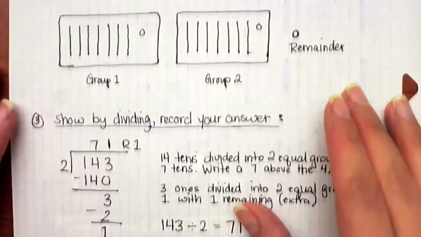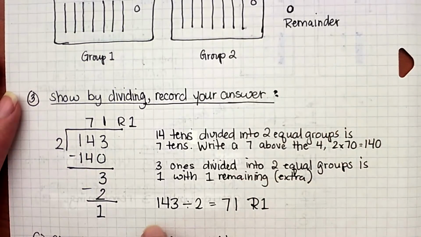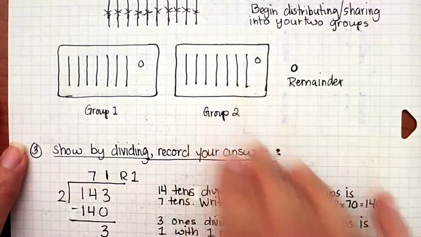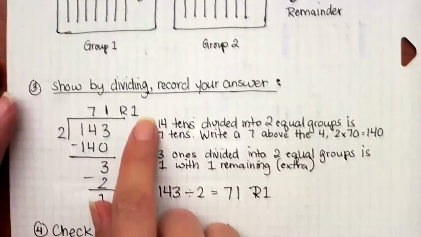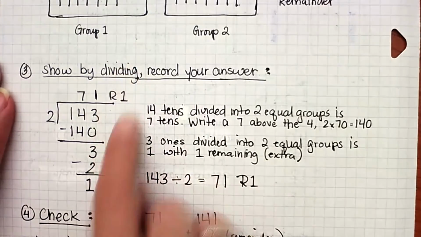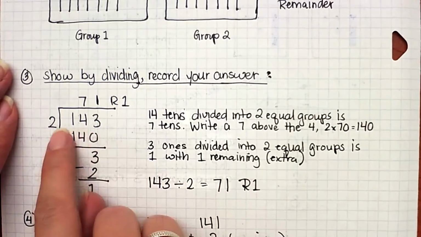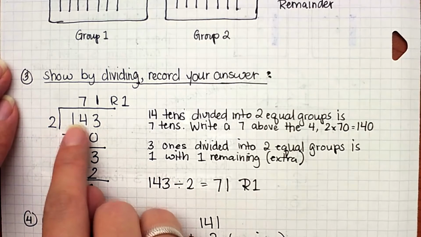Now we're going to show by dividing and recording our answer. So we did our work up here. We showed how we solved it up here. Now we're going to get into actually stacking and dividing. So 143 divided by 2.